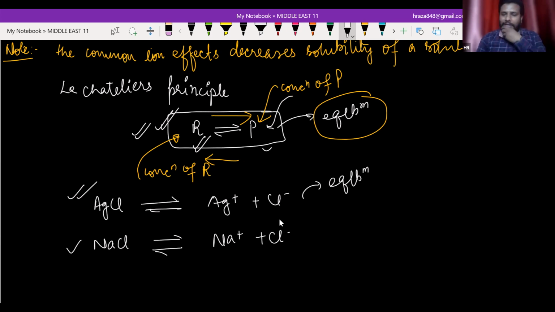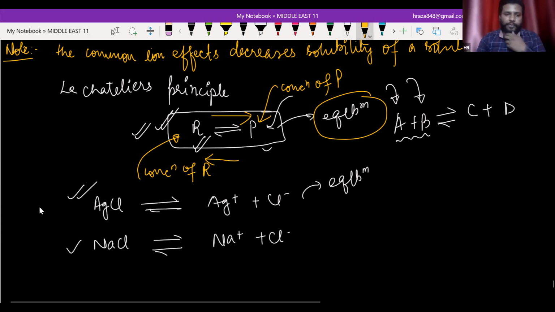I didn't say that every reactant should be added. Like if I am giving you example of A plus B will give C plus D, you don't need to add A plus B at the same time. If you want to add A, you can add concentration of A. If you want to add the concentration of B, you can add it. But if you want to add A plus B at the same time, you can do that. So this is the common ion effect.